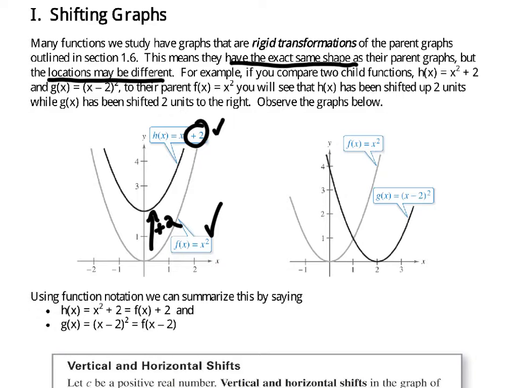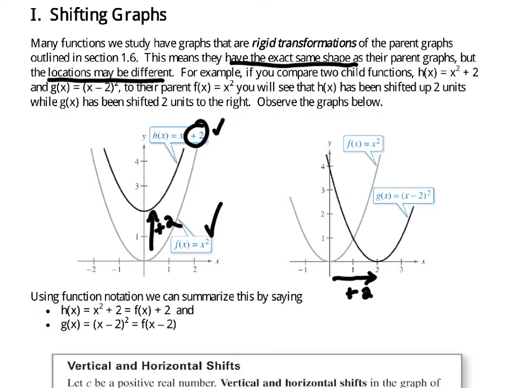If you take a look at the graph on the right, we have the same exact parent, but the child function is written as x minus 2 squared, and this minus 2 is an indication that yes, the graph has shifted 2 to the right. This can be misleading because of the negative sign inside, but clearly what that is showing is the graph has shifted to the right.